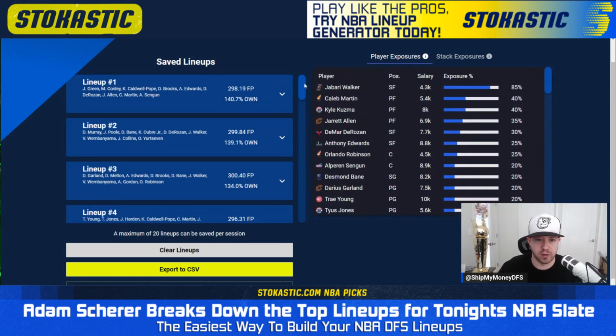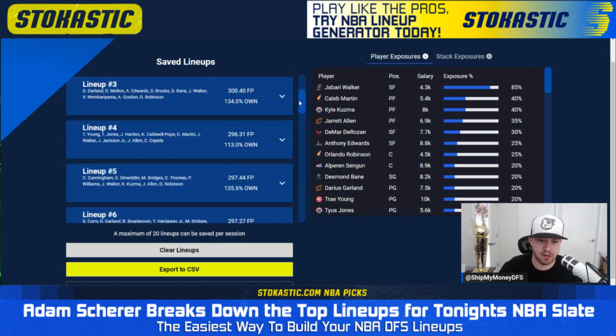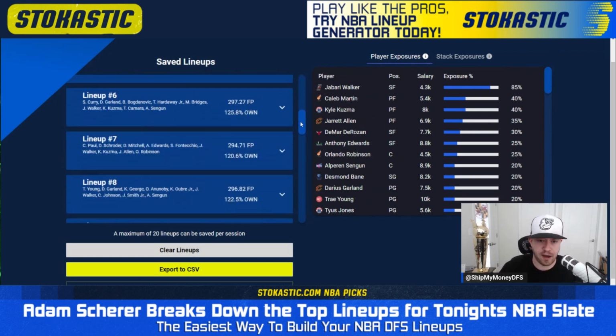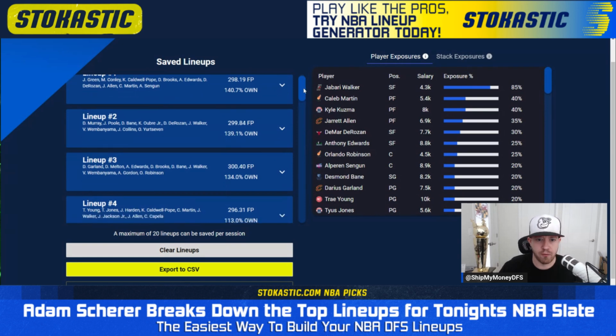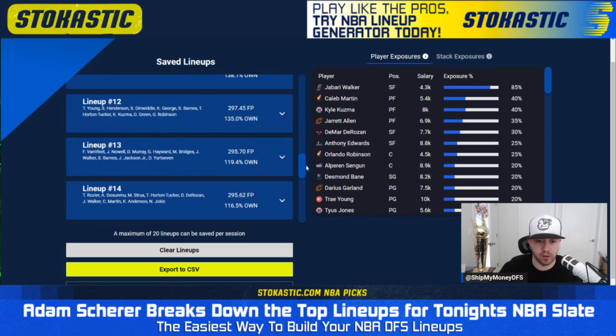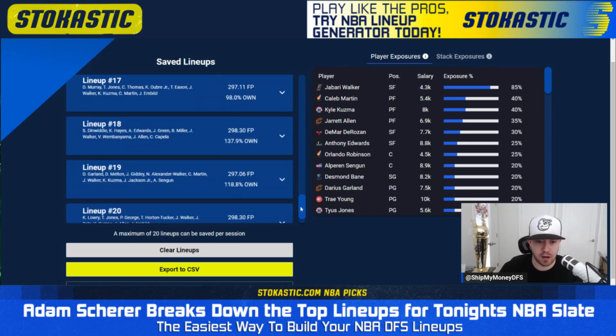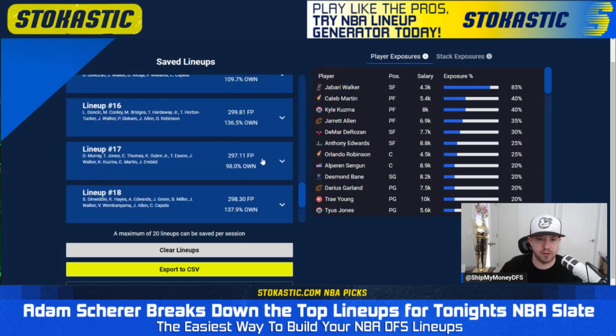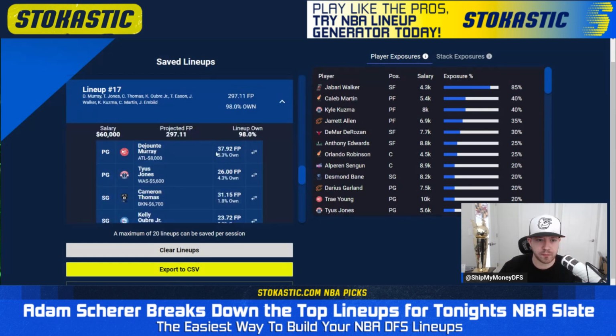Now, to look at individual lineups, it looks like most of them project around 125 to 140% ownership or so, right around 300 fantasy points. So scrolling down, we're seeing some lineups that look like they're a little bit lower owned, but don't sacrifice a ton in the way of projection. This one stands out. 297 fantasy point projection is nice. Only 98% ownership.